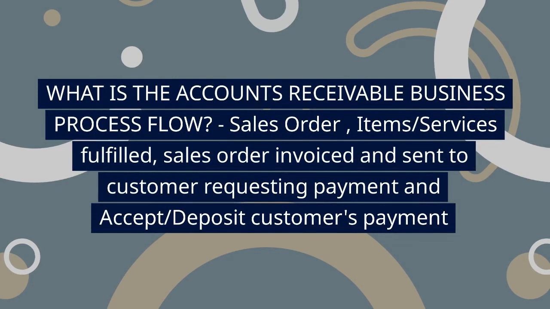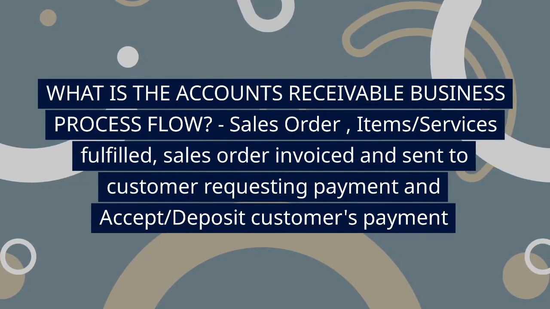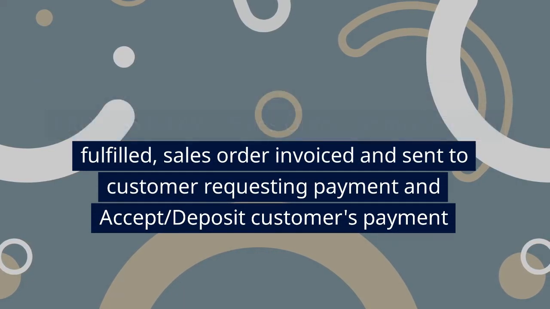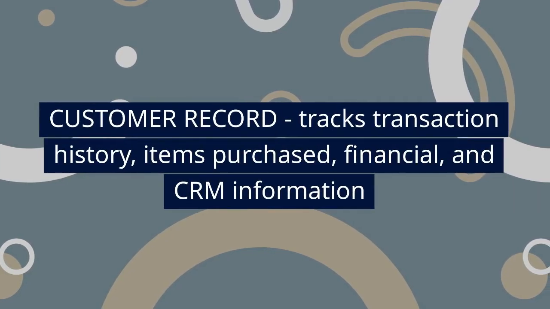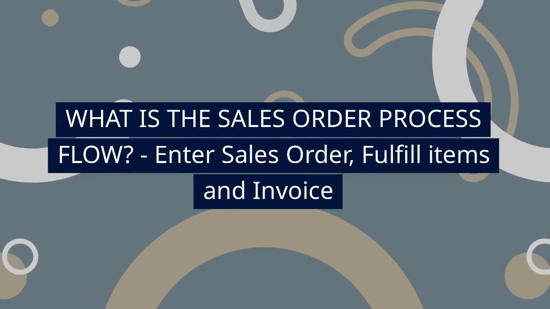What is the accounts receivable business process flow? Sales order, items, services fulfilled, sales order invoiced and sent to customer requesting payment and accept, deposit customer's payment. Customer record tracks transaction history, items purchased, financial, and CRM information. What is the sales order process flow?